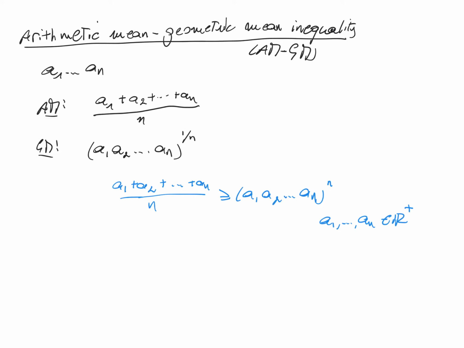And then there is only equality if all the numbers are the same. So if a1 is equal to a2 is equal to an. In that case, the arithmetic mean and the geometric mean are the same and they are equal to this number.